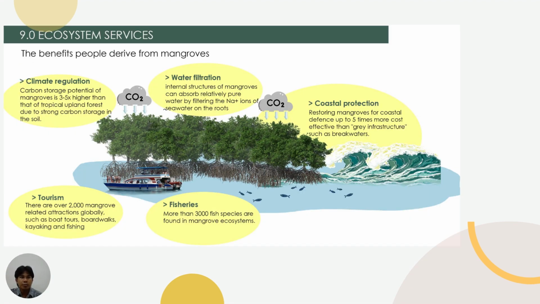For the ecosystem service, the benefits people derive from mangrove are, first, climate regulation, second, water filtration, third, coastal protection, fourth, tourist area, and lastly, fish habitat.